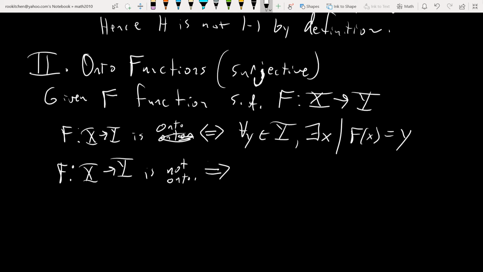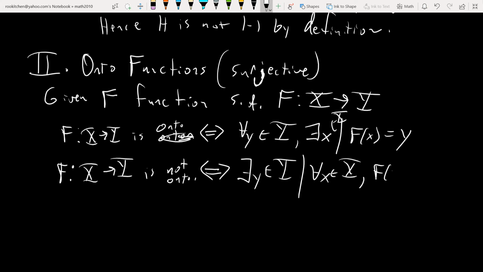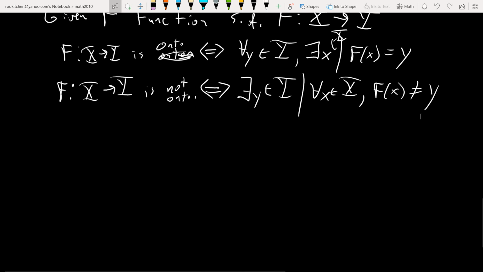Okay. And that's if and only if there exists a y in Y such that for all x, I guess I should say in the domain, so for all x in the domain, f of x is not equal to that y. Okay, so you just negate the predicate there.